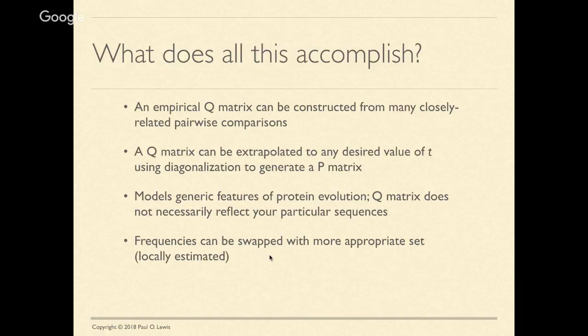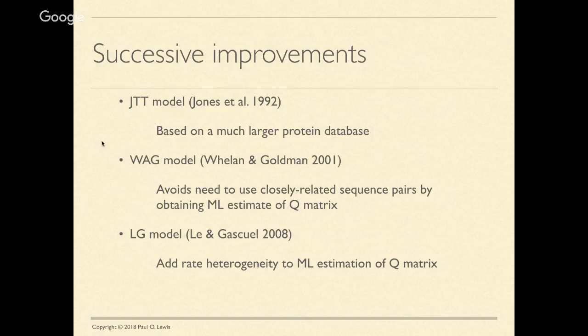But frequencies can be swapped with a more appropriate set that are locally estimated from your particular data set to sort of tune this a little bit to your particular data set. And then, like the other models, there's been a series of improvements. The JTT model in 1992 is based on a much larger protein database.